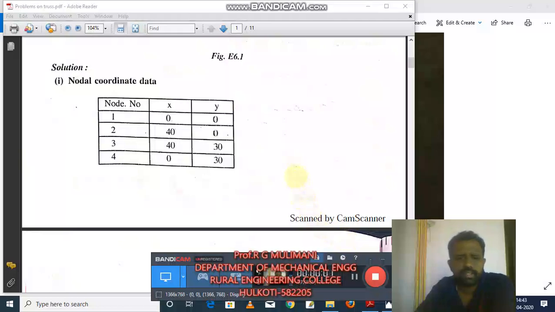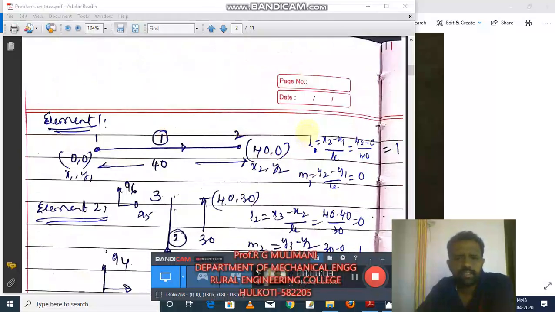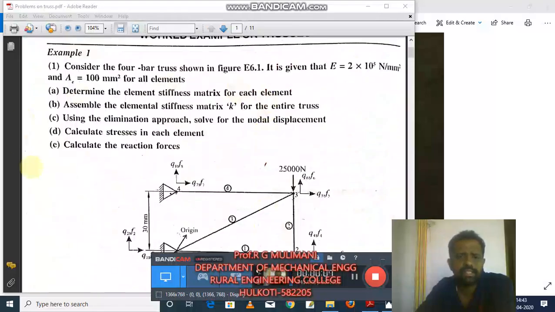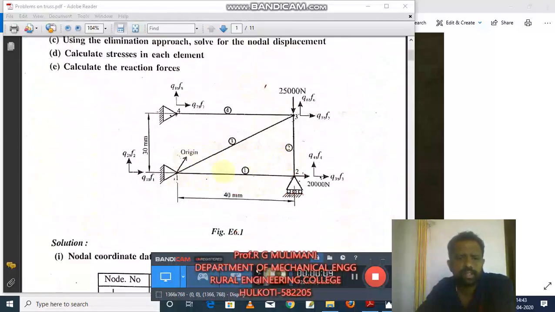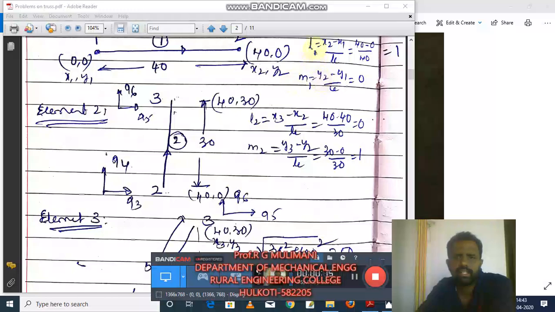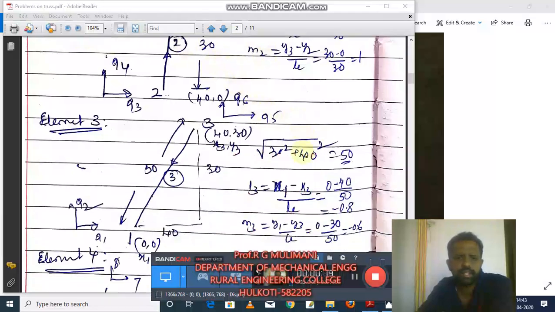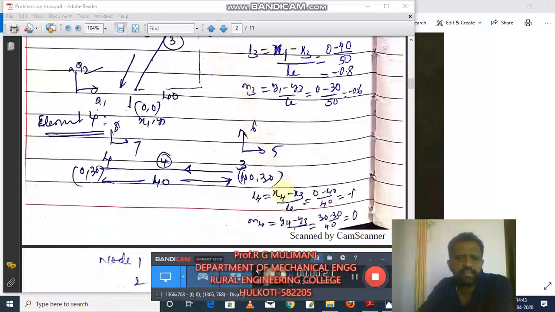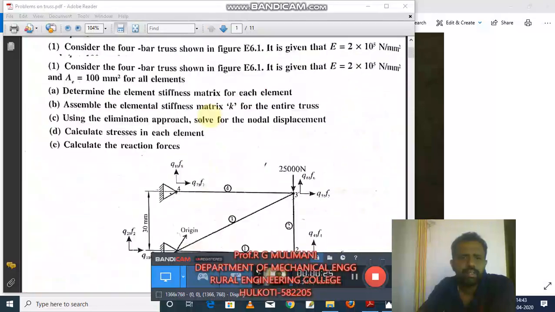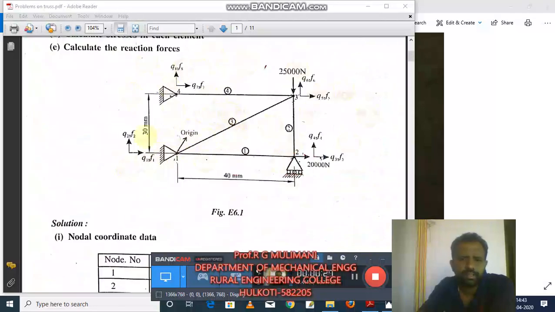Okay, welcome back. In the last video we calculated all the direction cosines for this truss element. We have 4 elements here, 1, 2, 3 and 4. For all the 4 elements we have calculated the direction cosines: L1 M1 for element 1, L2 M2 for element 2, L3 M3 for element 3 and L4 M4 for element 4.